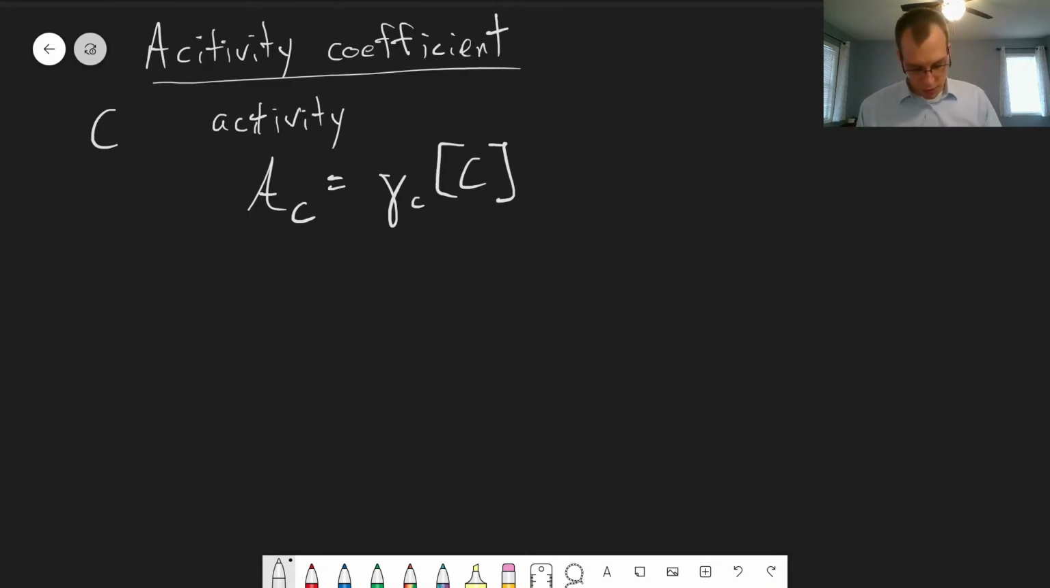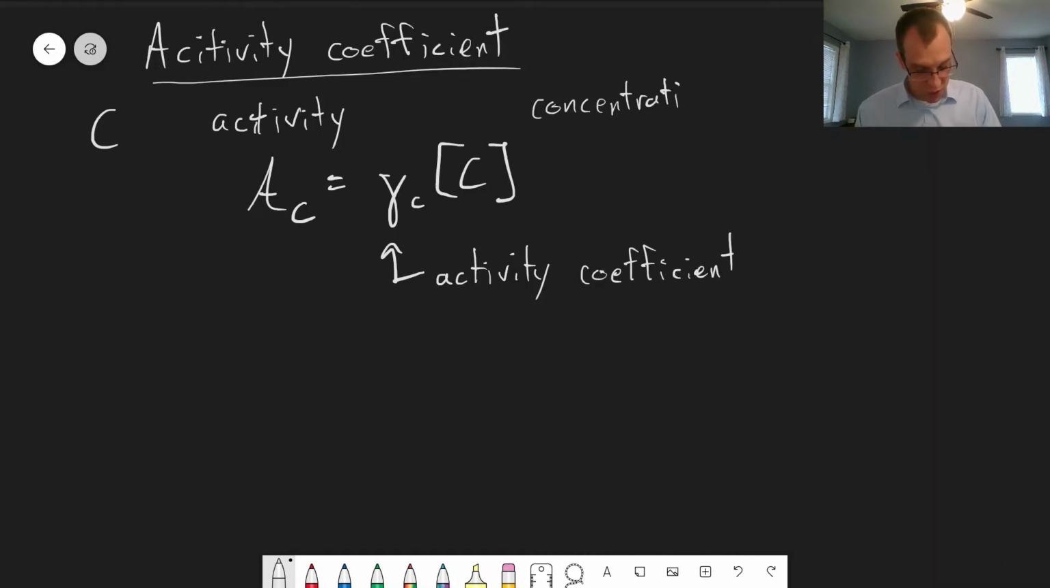Okay, so this gamma here, this is what we call the activity coefficient. And this multiplies by our concentration to adjust it for the non-ideal behavior. So if gamma is equal to 1, then we have ideal behavior.